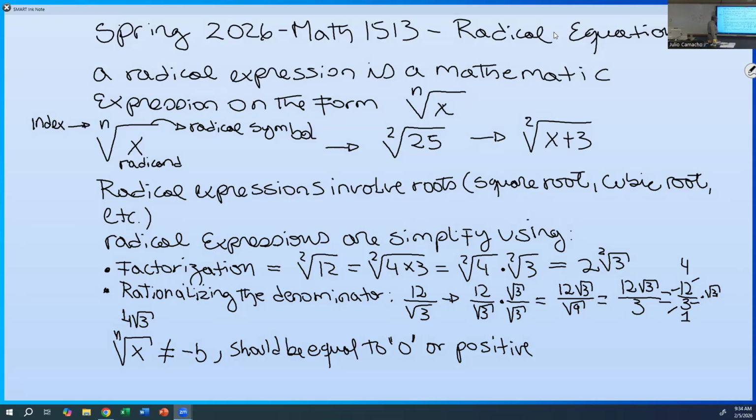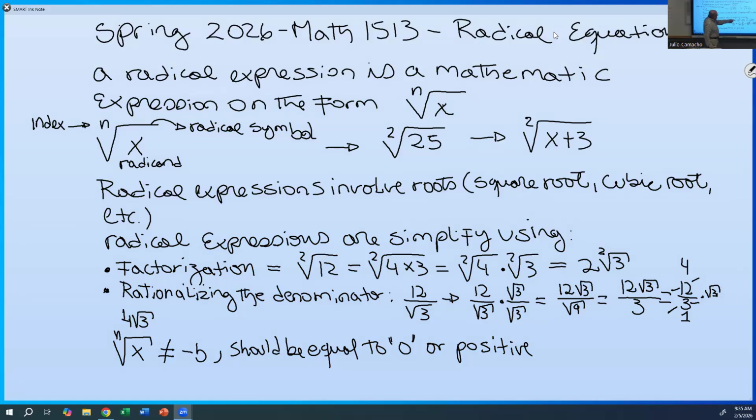Rationalizing the denominator. We don't want denominators with square roots. So what we do is multiply the numerator and denominator by whatever radical expression is in the denominator. You can see you have 12 times the square root of 3 over 3 times the square root of 3. The square root of 3 times the square root of 3 is equal to the square root of 9.